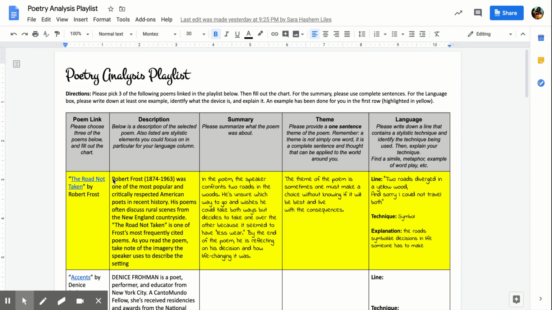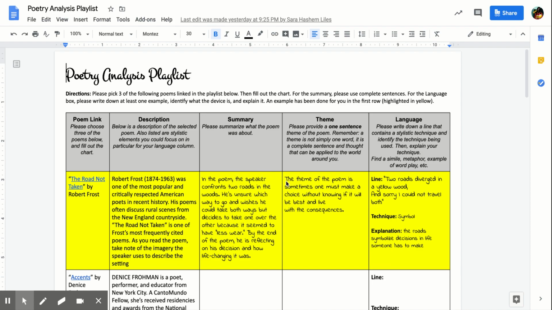Welcome back. Now, in this column, you'll see a brief summary of the poem. Notice how it's about 3 sentences long. After having read the poem, you can see how this summary walks us through what the poem is about. Writing a good summary here will show us that you understand the poem before analyzing it. Now we get to theme.